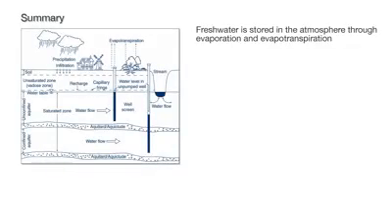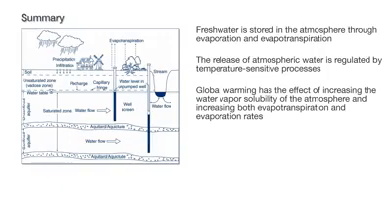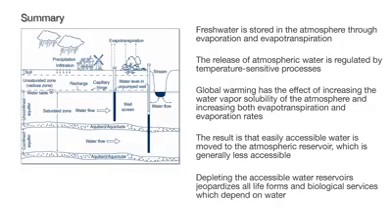Fresh water is stored in the atmosphere through evaporation and evapotranspiration. The release of atmospheric water is regulated by temperature-sensitive processes. Global warming has the effect of increasing the water vapor solubility of the atmosphere and increasing both evapotranspiration and evaporation rates. The result is that easily accessible water is moved to the atmospheric reservoir, which is generally less accessible. Depleting the accessible water reservoirs jeopardizes all life forms and biological services which depend on water.